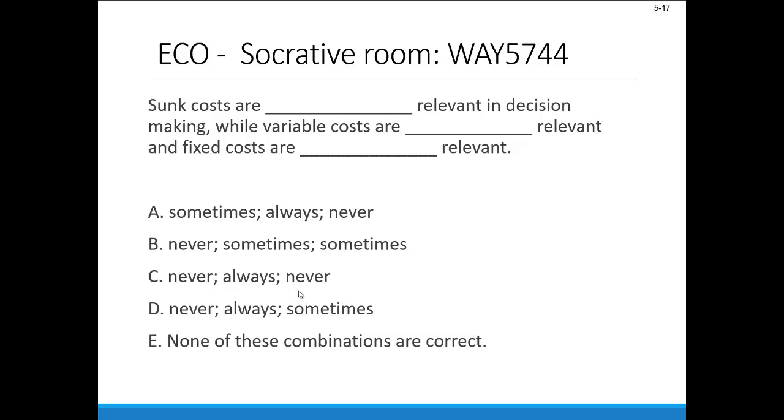So let's see if we can answer a couple questions here. First up, sunk costs are blank relevant in decision making, while variable costs are blank relevant and fixed costs are blank relevant. See which one of these you think best fits there. Pause the video and then come back when you're ready to check an answer.